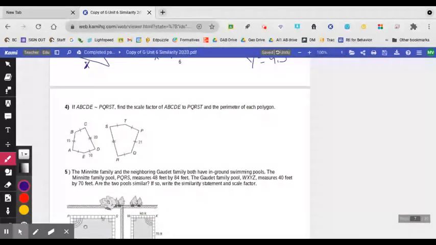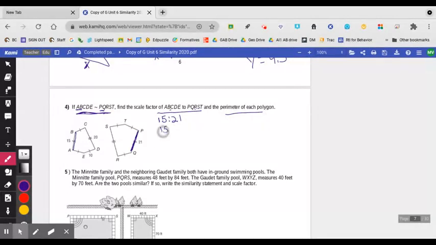Number 4, they're telling me these two pentagons are similar. That's what this means right here. Find the scale factor and the perimeter of each. So for the scale factor, we need to compare the two sides we know. In the larger shape, I only know PQ. PQ is my first two letters, so that corresponds with AB. So AB is here. And they want me to go from ABCD to PQRS. So that means my scale factor is 15 to 21.